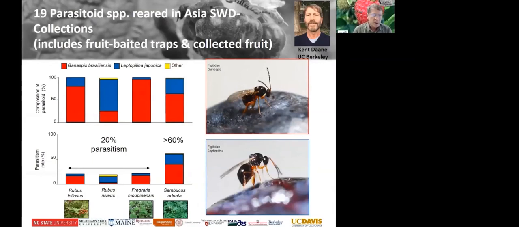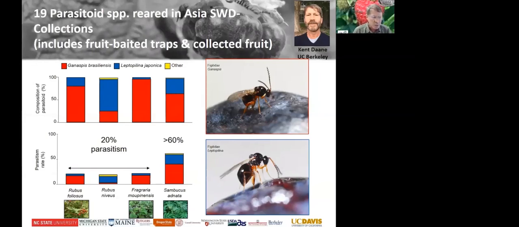One of the other things I want to point out from our collections in China and South Korea, in the top graph, we see the composition of these three parasitoids. In red, that's Ganaspis. In blue, that's Leptopolina. You can see that Ganaspis and Leptopolina are the most common ones we're finding. You also see that at different collection sites, we find both of them together. That is good. That means they work in concert with each other.